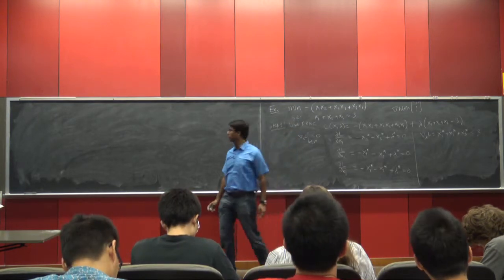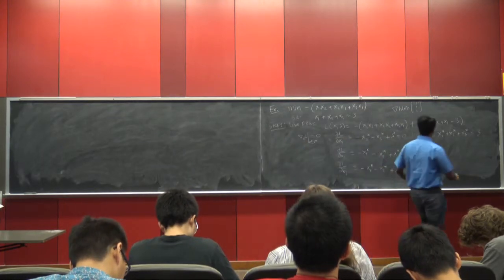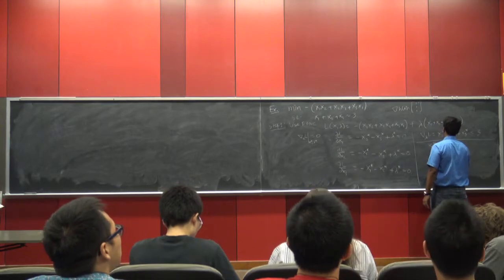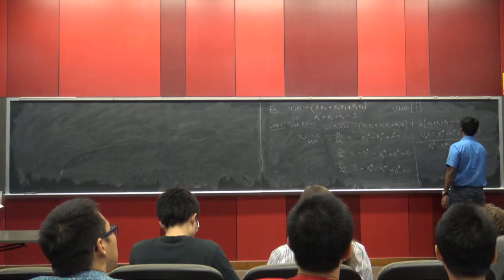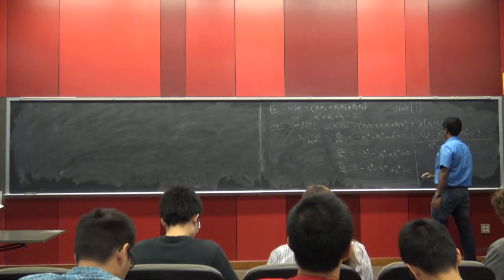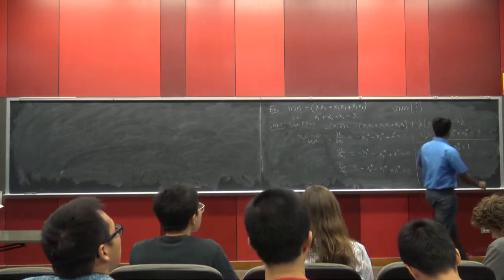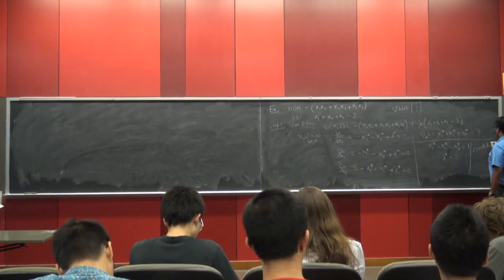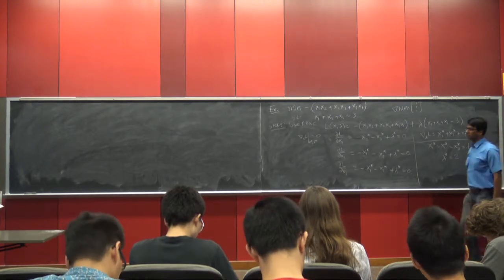So what would be the solution? You can solve this problem at home, and you will arrive at this solution. So that's a candidate. This is a candidate solution. I'm not claiming that this is optimal. This is a candidate optimal solution.